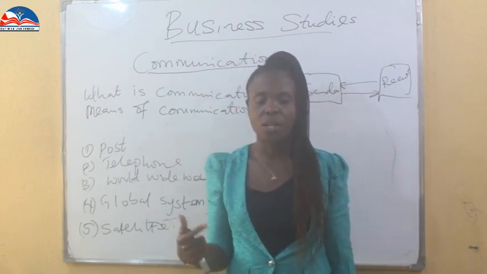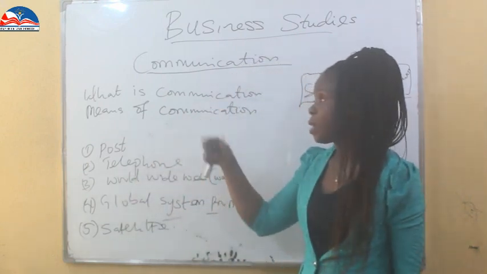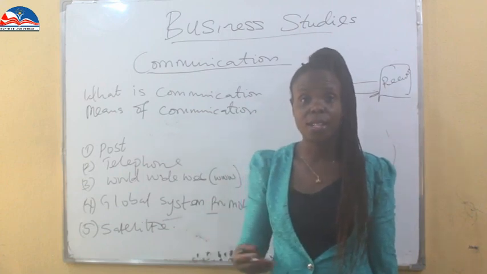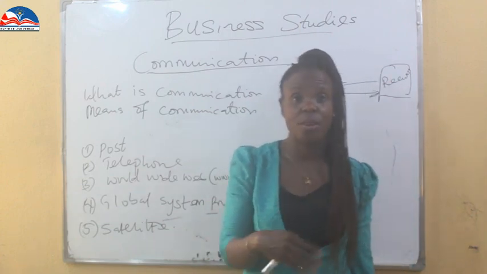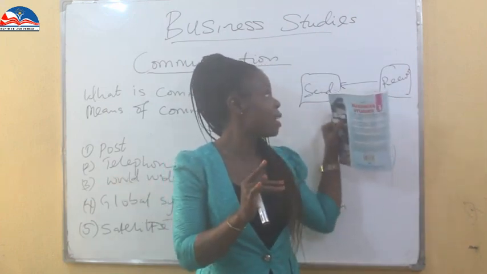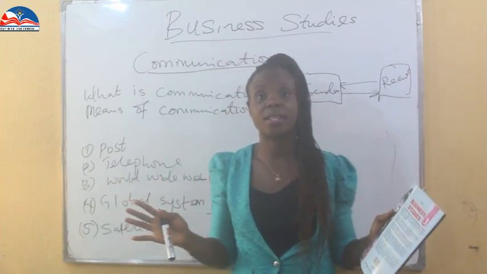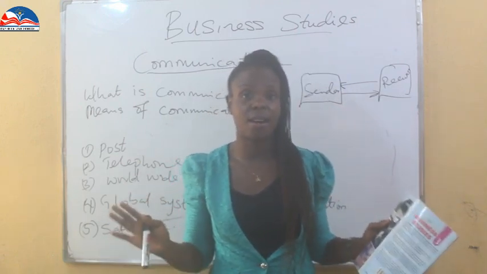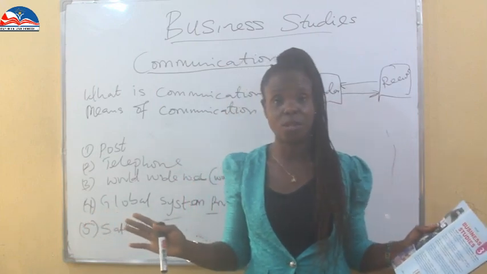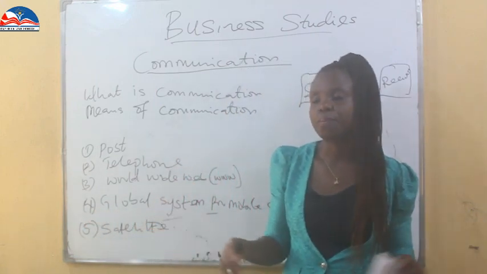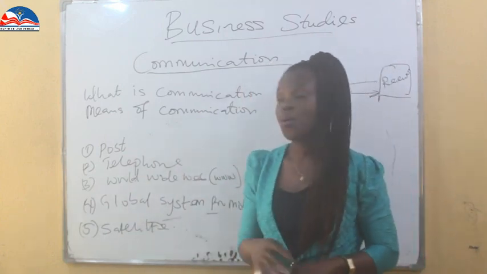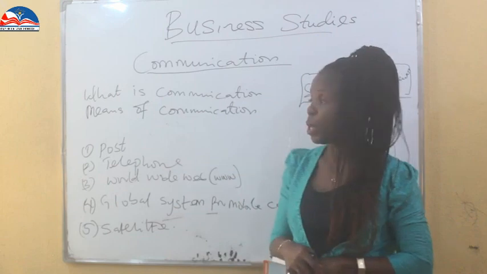So communication, the first objective, has to do with passing of information, giving of message from the sender to the receiver, and vice versa, from the receiver back to the sender. So that's why I said we'll have two parties to communication: the sender and the receiver. It can be an individual, it can be an organization, it can be an establishment. Depends.